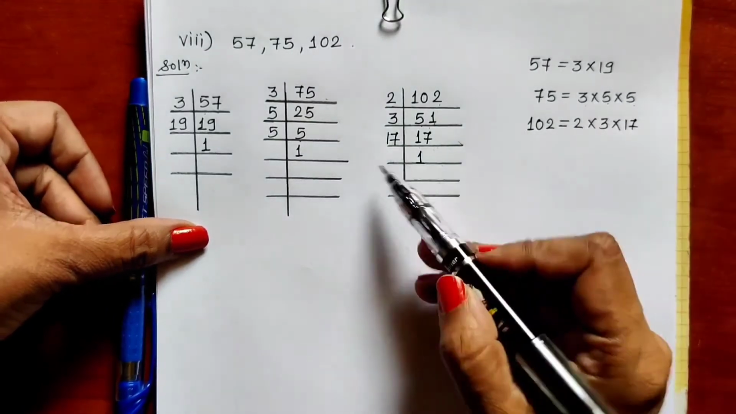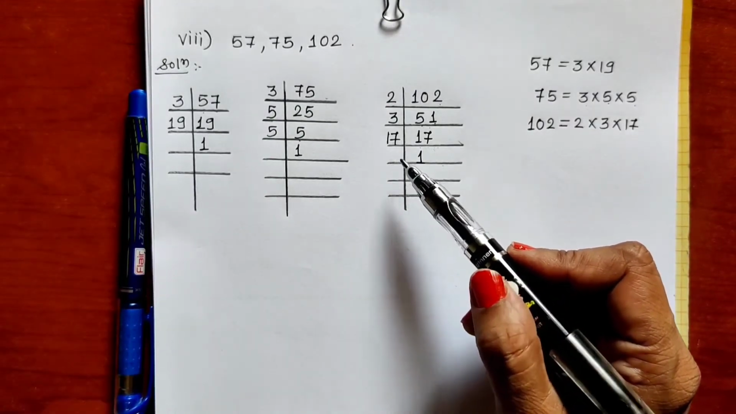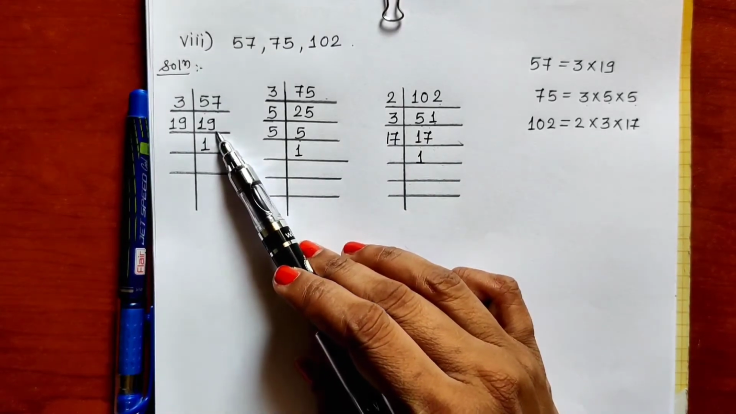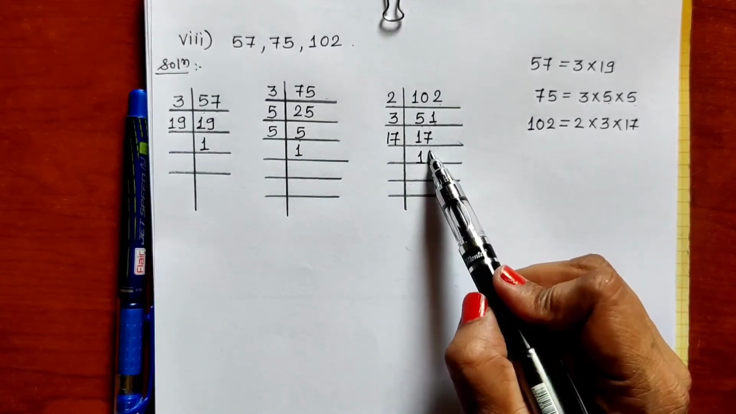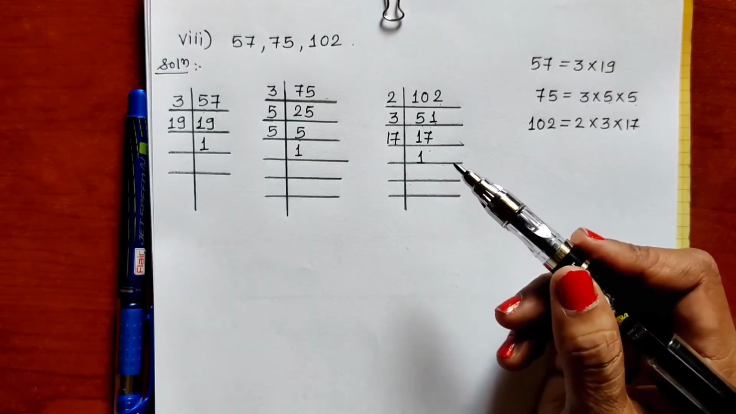See children, you should know the prime numbers till 100, at least till 100 you all should know the prime numbers. You should know that 19 is a prime number. You should know that 17 is a prime number. So till 100 you should know all the prime numbers.